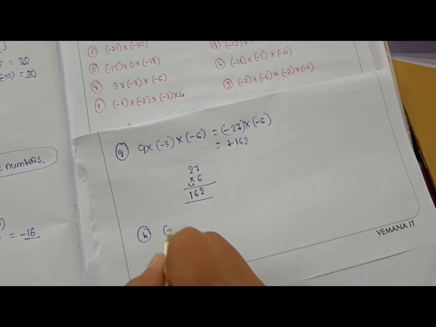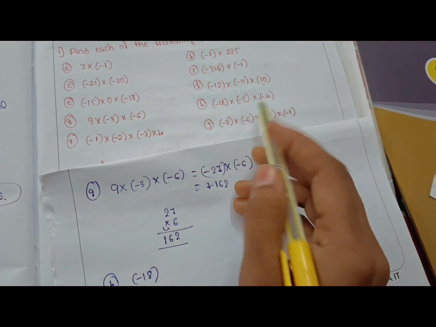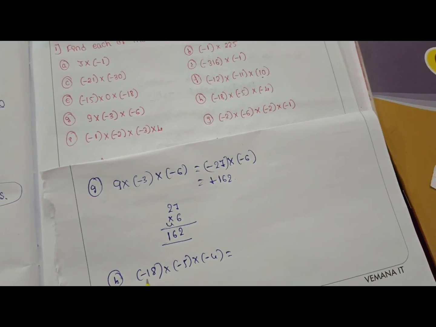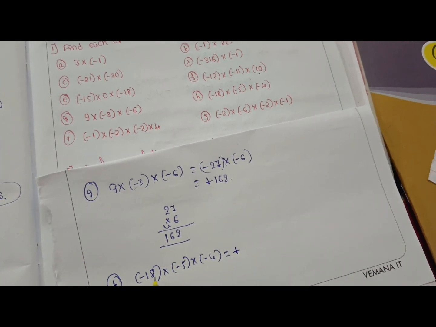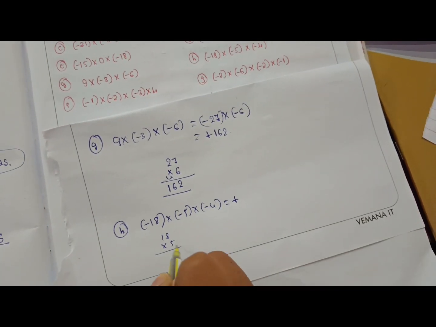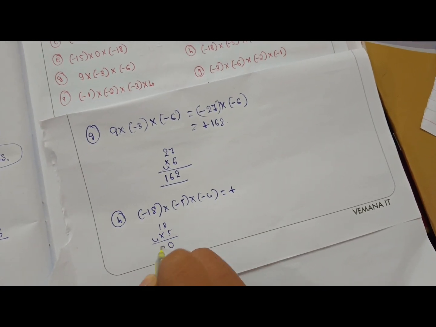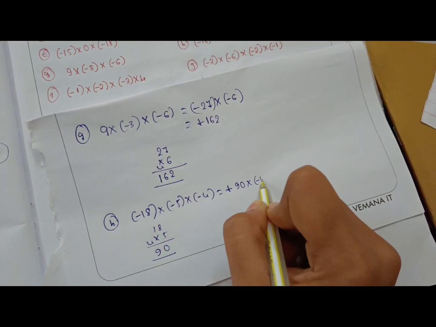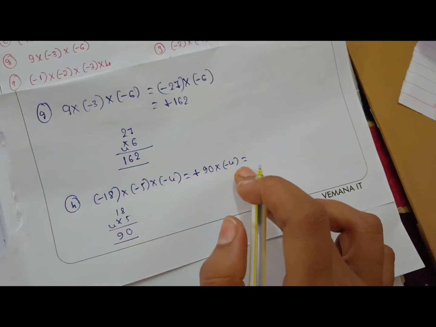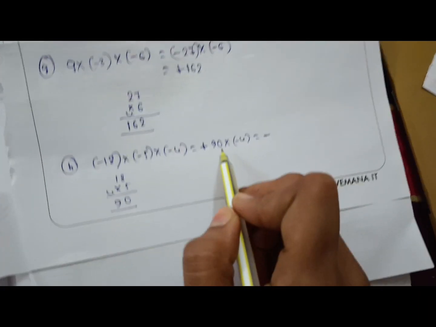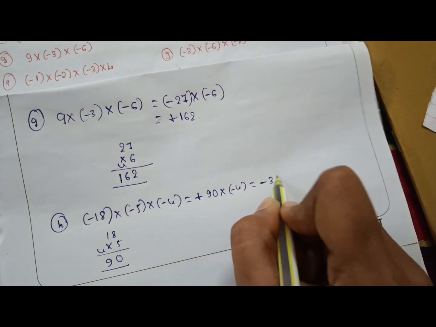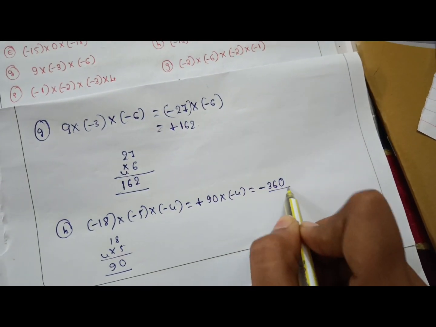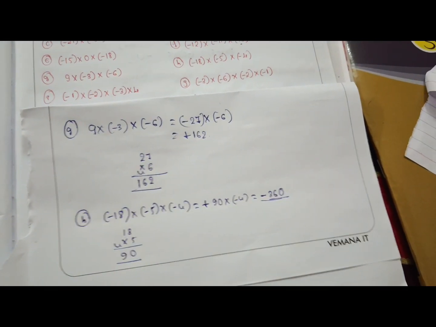Next question. Minus 18 into minus 5 into minus 4. This is equal to minus into minus plus, 18 into 5. 5 8 is 40, 5 1 is 5, 5 plus 4 is 9, 90. Minus into minus plus, plus 90 into minus 4. Plus into minus is minus, and 9 4 is 36, and a 0 is there, 360. So 90 into 4 is 360. Minus 360 is the answer.